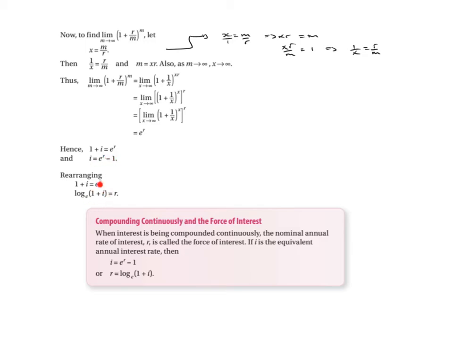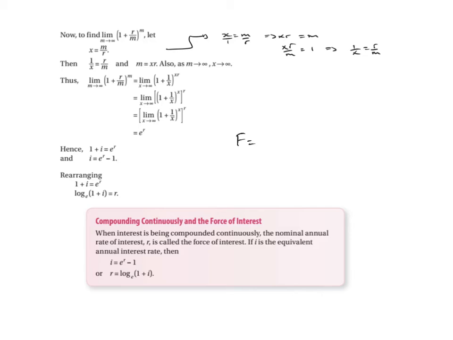If we rearrange it, we can get it the other way around, in terms of log form here. As you can see, it says when interest is being compounded continuously, the nominal annual rate of interest R is called the force of interest. If I is the equivalent annual interest rate, then I is equal to e to the R minus 1, and R is equal to log e of 1 plus I. I'll show you how to use these two equations in the example on the next slide.